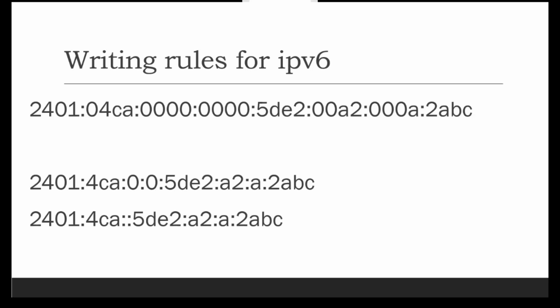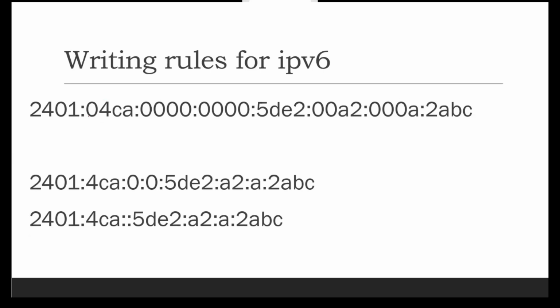Writing rules of IP address. If you see, that is the full length. Here we have 8 fields, and in every field 4 digits are there. That means a total of 32 digits. That is the full length, so we can shorten that IP address. It will pass those rules, so we can shorten that also.